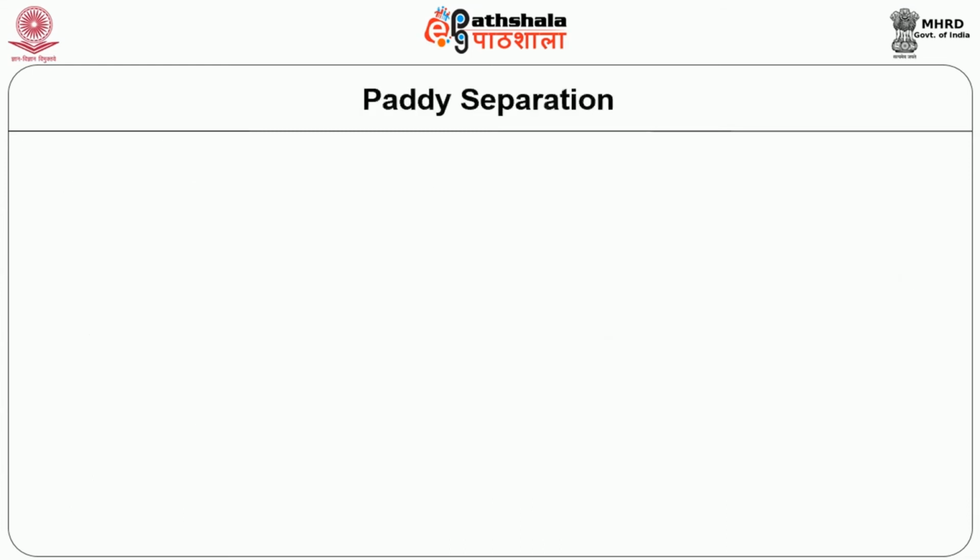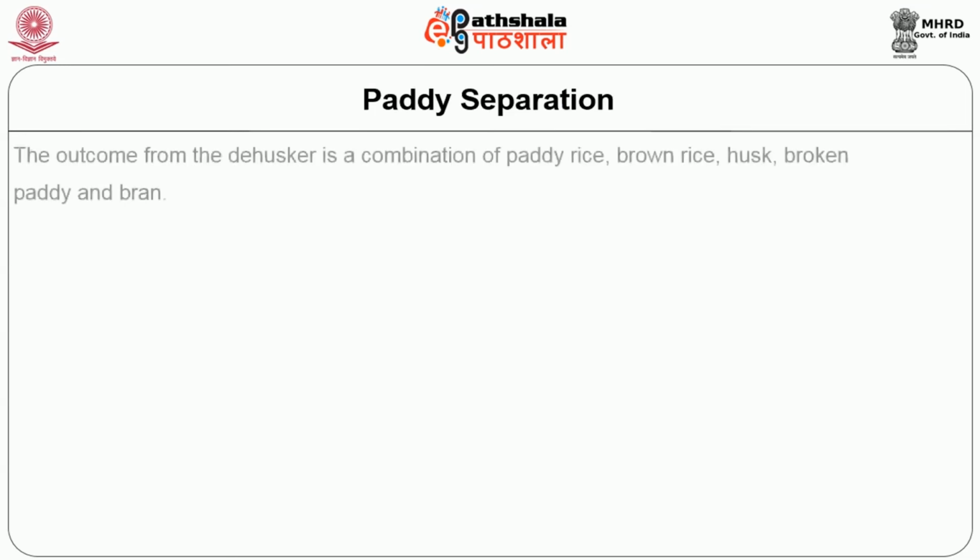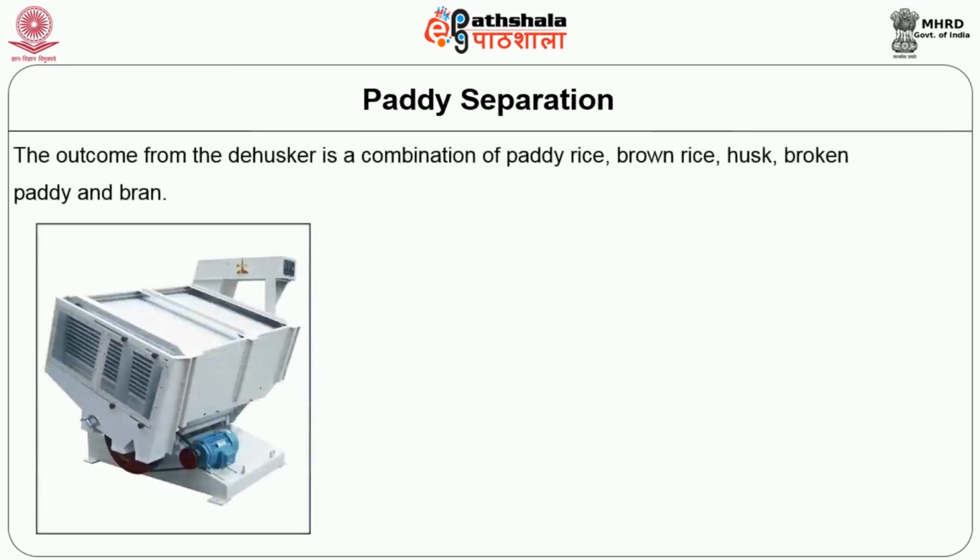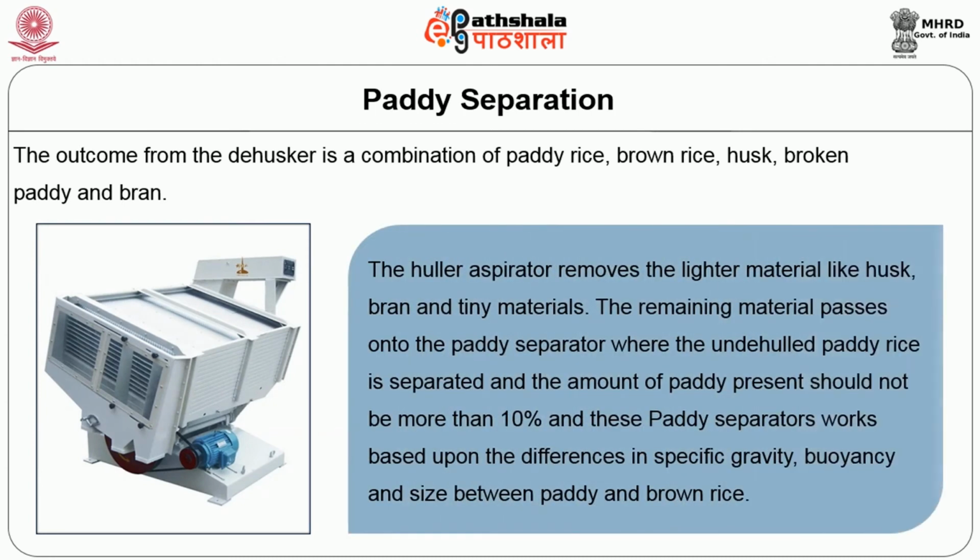The initial cost of this machine and the operation cost is very low. Next step is the paddy separation. The outcome of the dehusker is the combination of paddy rice, brown rice, husk, broken paddy and bran. The huller aspirator removes the lighter materials like bran, husk and tiny materials.